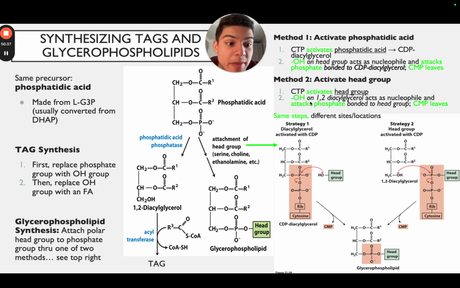And then method 2 is CTP activates the head group first. And then the OH on the 1,2-diacylglycerol will then do the same thing, but it's just on the opposite side. That's essentially it. These are two different methods. There are just different sites and locations that you guys should definitely know. If they ask you, what are the two methods for synthesizing glycerophospholipids?